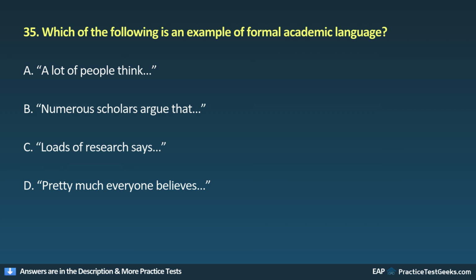35. Which of the following is an example of formal academic language? A. A lot of people think. B. Numerous scholars argue that. C. Loads of research says. D. Pretty much everyone believes.